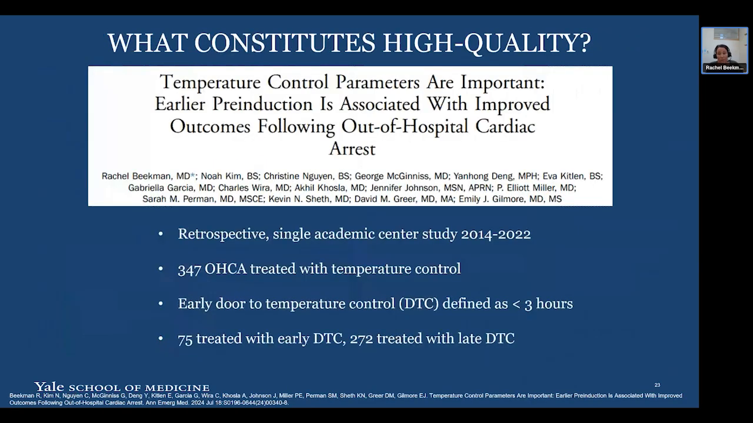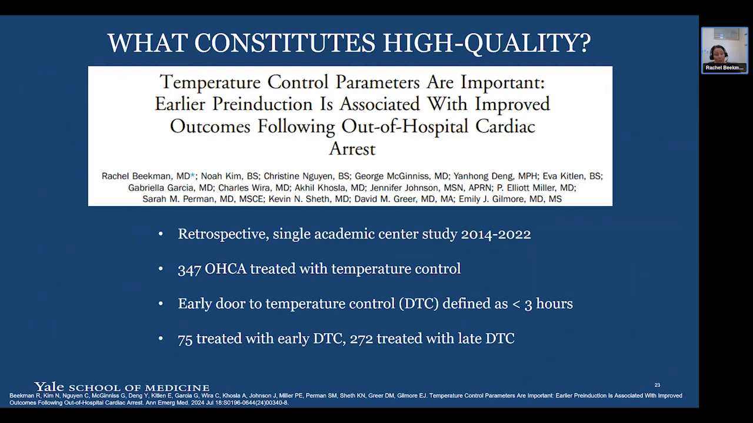So our group at Yale recently published this study in the Annals of Emergency Medicine. Rather than looking at time to target temperature, which is flawed for the reasons we discussed, we focused on the pre-induction time, defined as the time from hospital arrival until the initiation of temperature control with a closed-loop temperature feedback device. This study was a retrospective, single academic center study which evaluated 347 consecutive out-of-hospital cardiac arrest patients treated with temperature control between 2014 and 2022.